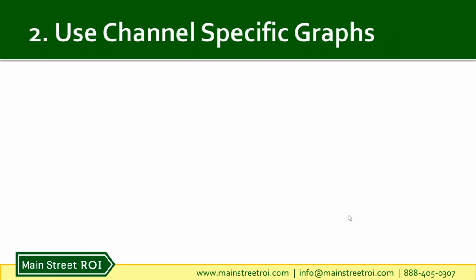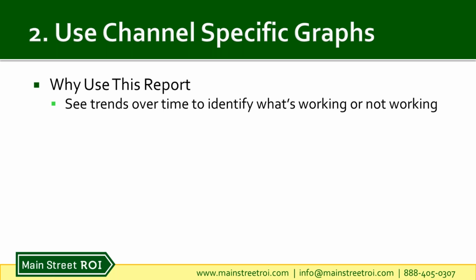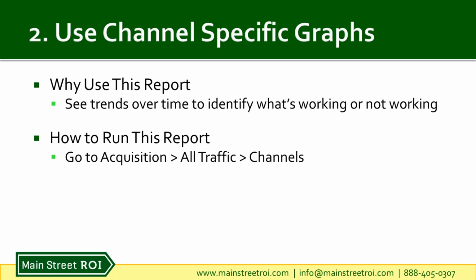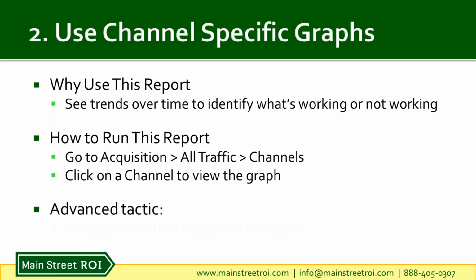All right. In addition to that table, I also recommend you look at the graphs per marketing channel. And that's to identify trends. You can see, is your SEO traffic going up or is it going down? The way you'll do this, it's the same report, but then you'll click on an individual channel and dig into that channel to see the trends over time. And there's an advanced tactic. You can actually compare more than one metric, and I'll show you how to do that.